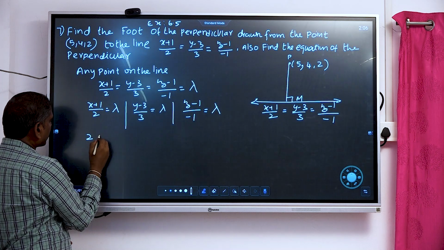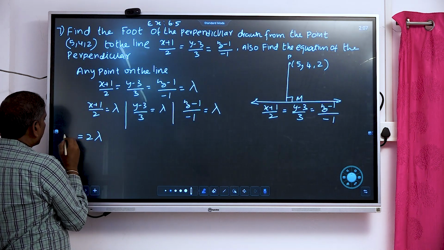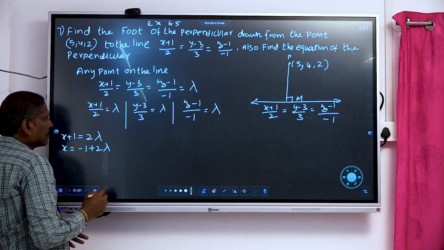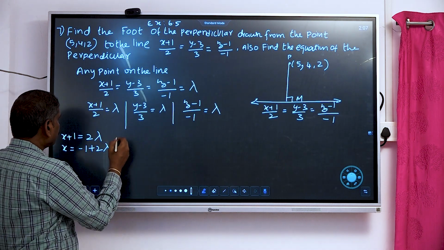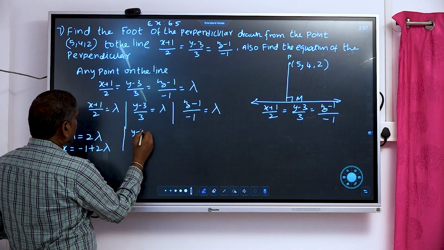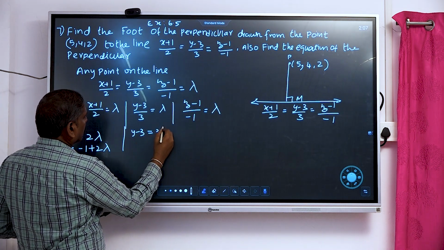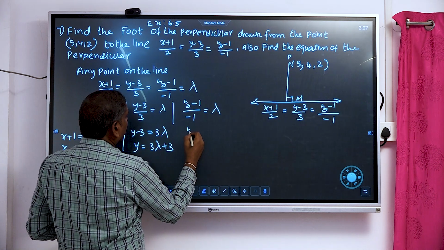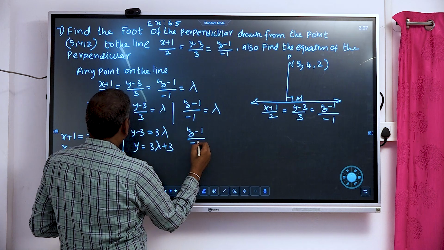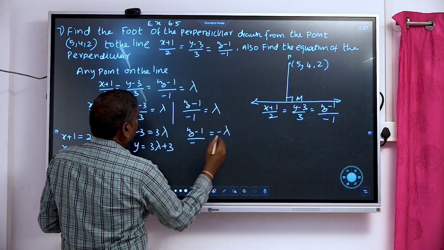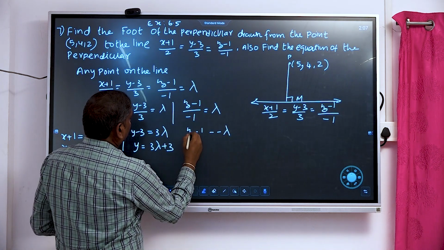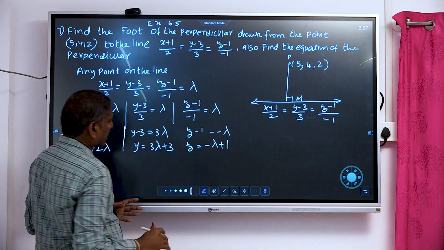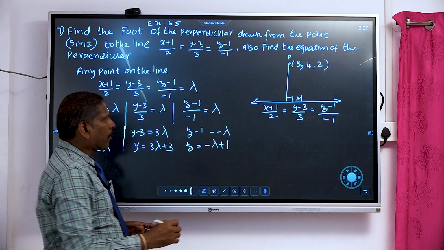Just cross multiply, 2 lambda, and you will have x plus 1, and x is nothing but minus 1 plus 2 lambda. The same procedure you follow for the other two. You will get y minus 3 is equal to 3 lambda, and y is equal to 3 lambda plus 3. In the same manner, z minus 1 divided by minus 1 equals lambda, cross multiply, z is equal to minus lambda plus 1 you will get. So this is called any point on the line.